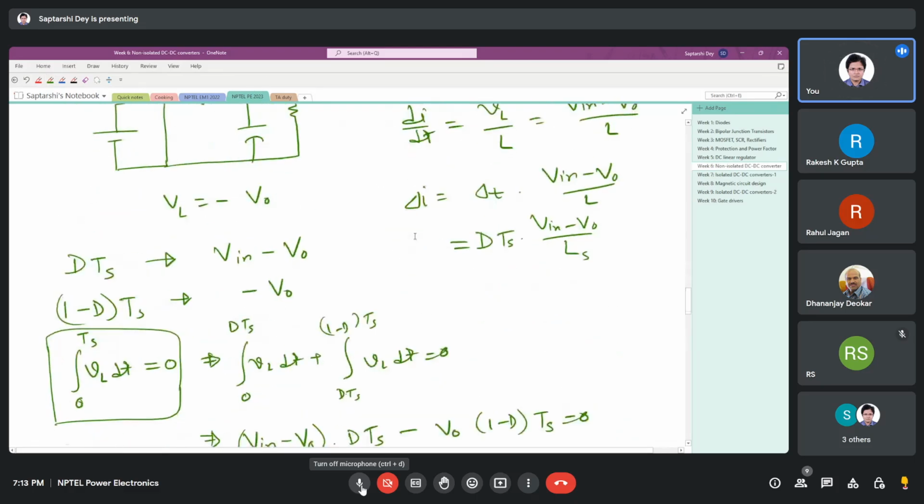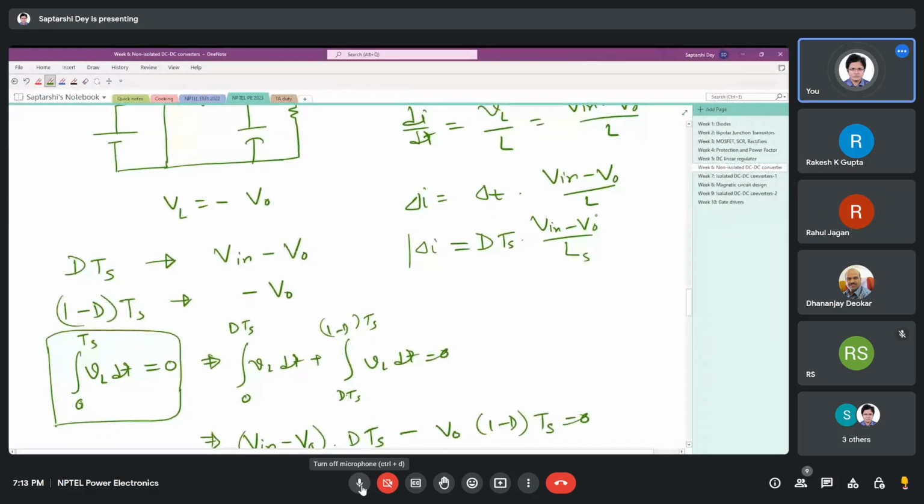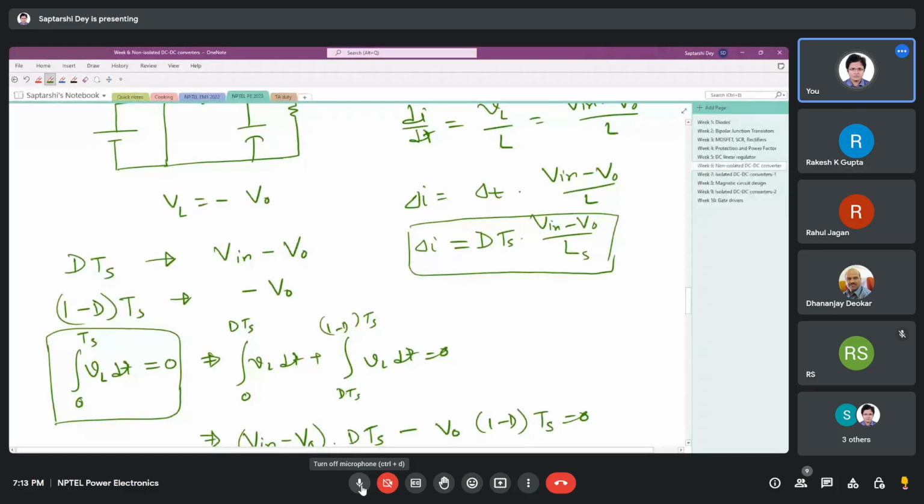So now, since we have come this far, look at this equation. Delta I is this. Now, if you are continuously operating in CCM, then V naught you can consider a constant. Now, if V naught is constant, then the output current is also constant.